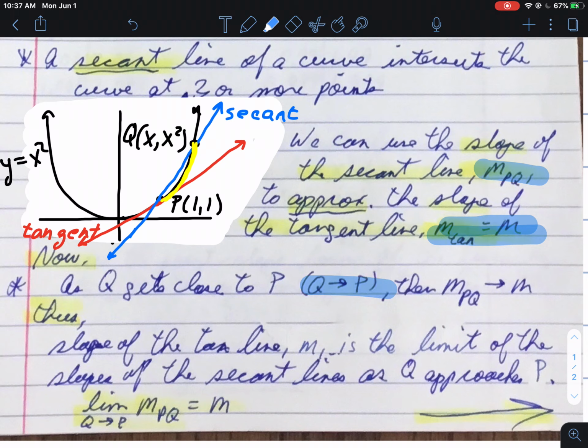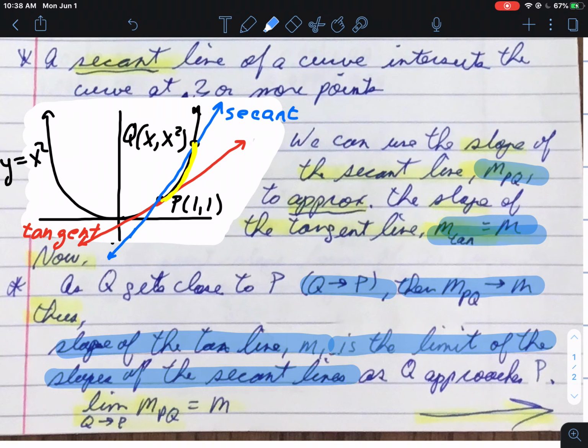As Q gets closer to P, or we say as Q approaches P, is the other way we say that, then the slope of our secant line, which we called m sub pq, is getting closer to the slope of the tangent line, which we're calling m. All right? So then the slope of the tan line m, we say, is the limit of the slopes of the secant lines as Q approaches P.